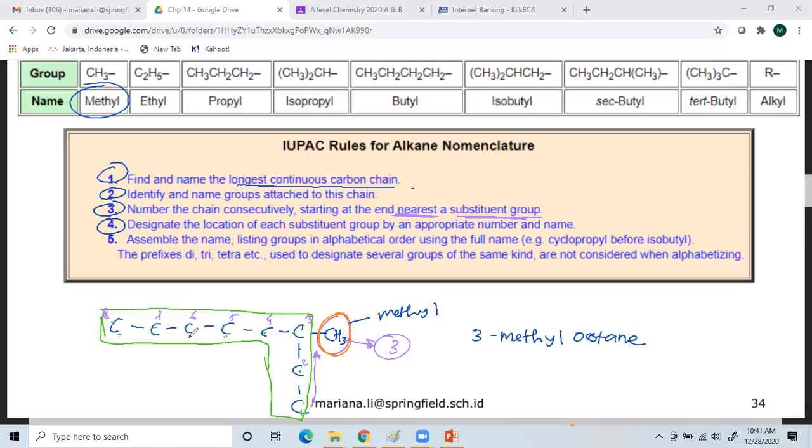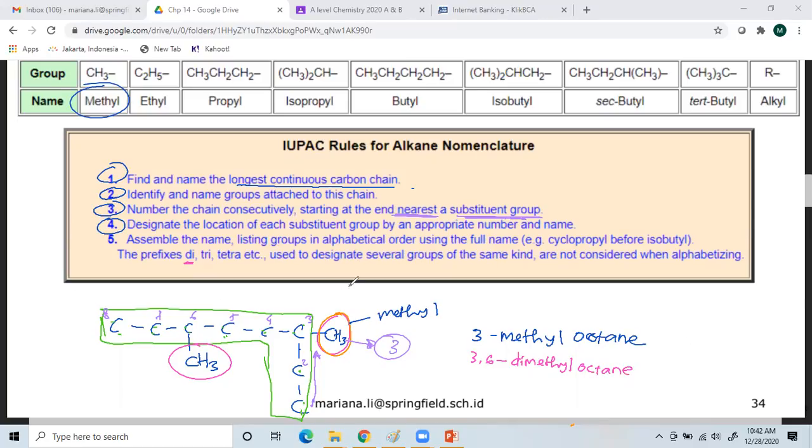What if I add one more C here? One more CH3. Okay, so now we have two branches at carbon number 3 and carbon number 6, right? So now the name will become 3, 6. Since we have two methyl groups, the name would be dimethyl. This means that the prefixes di, tri, tetra are used to designate several groups of the same kind. So 3,6-dimethyloctane.